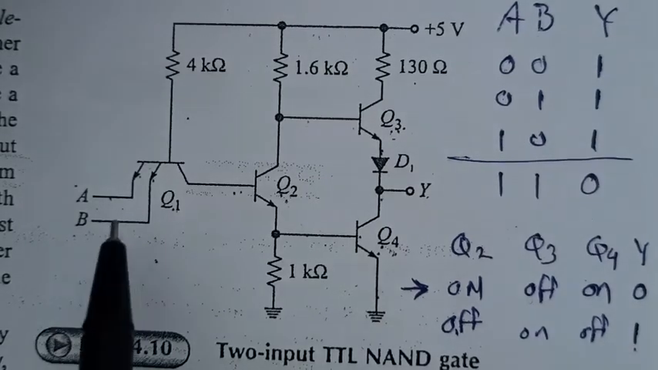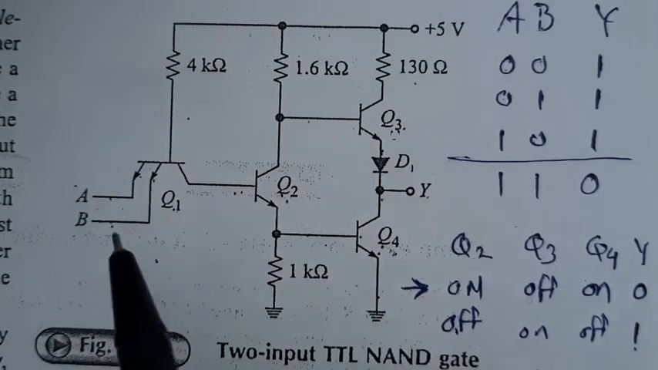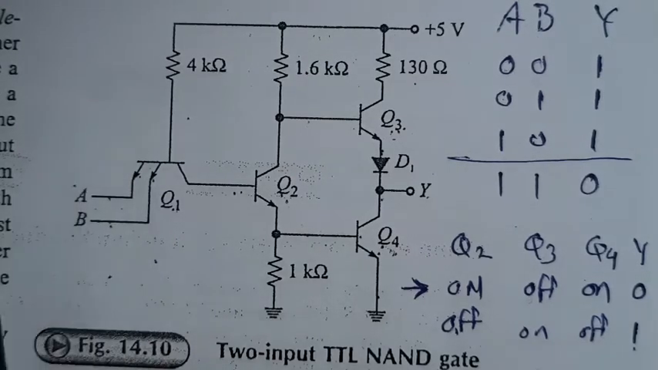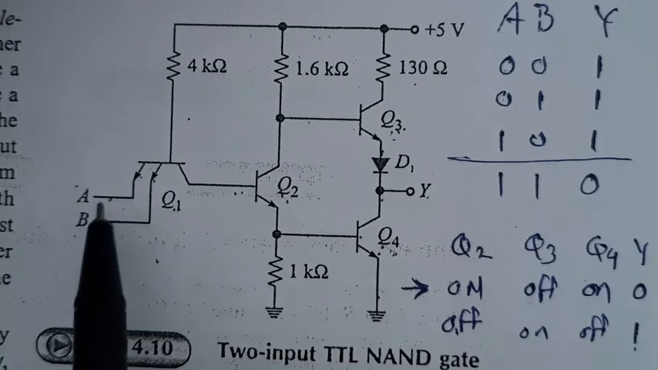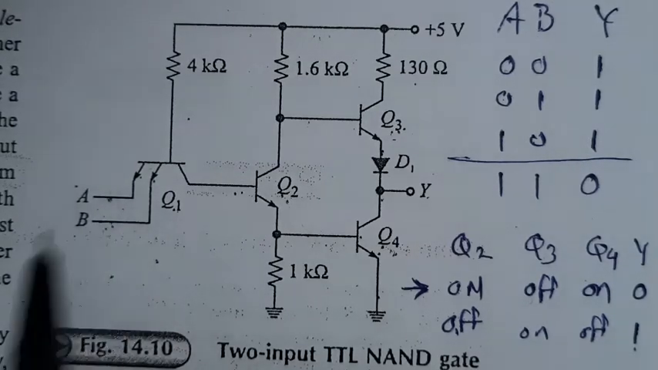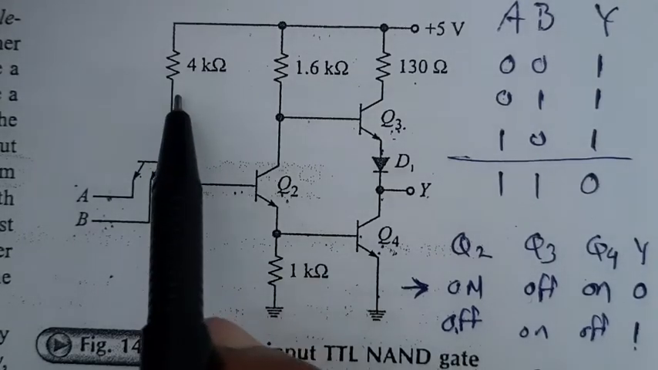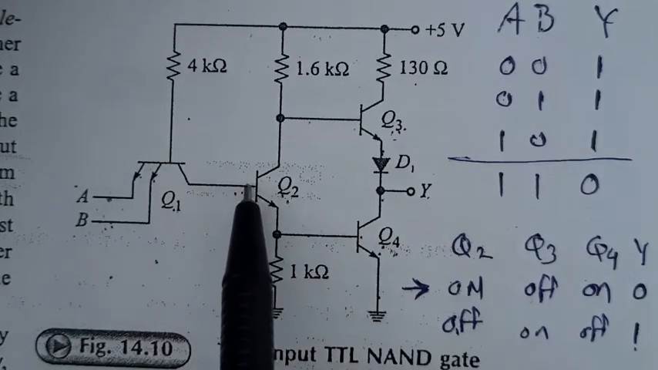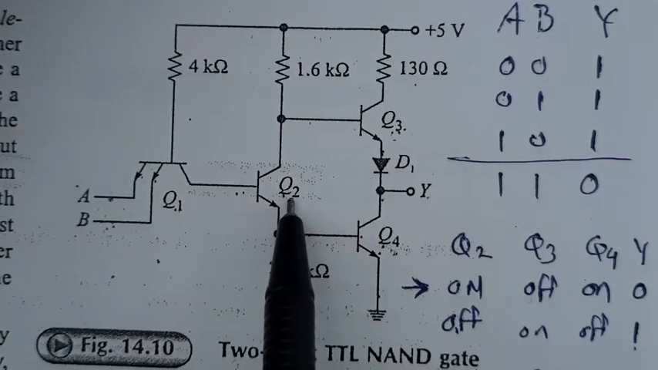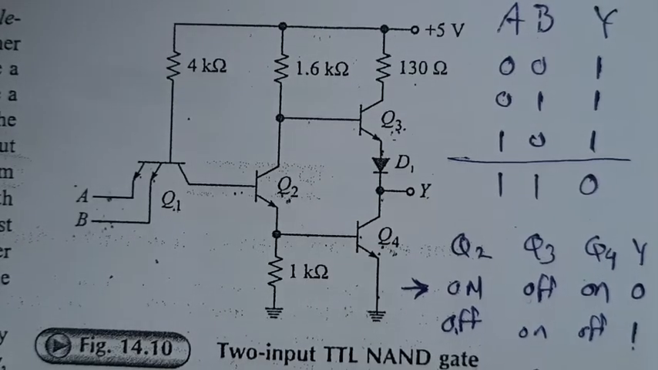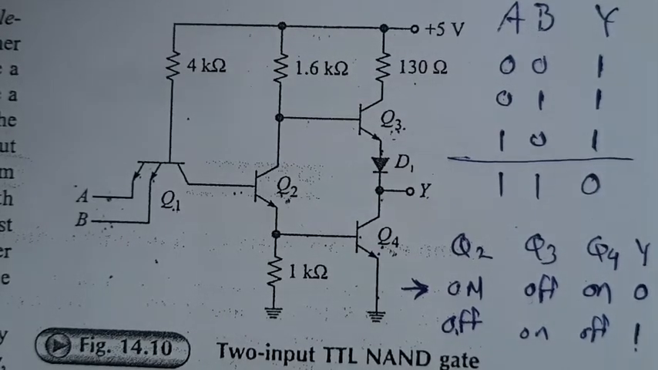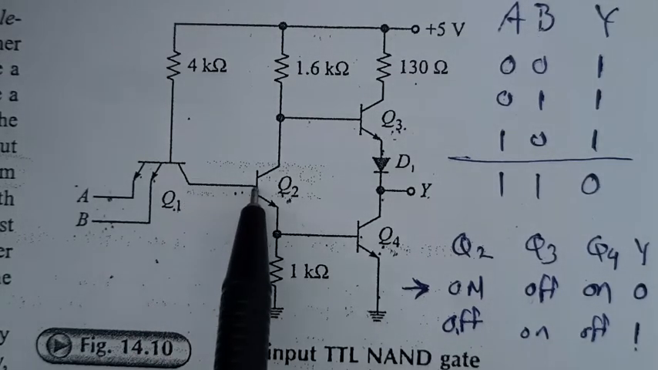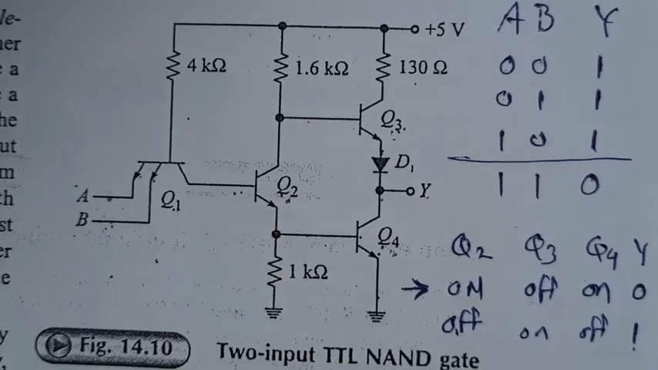On the other hand, suppose it is a 3 input NAND gate, then we will have to connect one more emitter and so on. Therefore if A and B both are high, that is at logic 1, high voltage, then the base current has to flow towards transistor Q2 to make the transistor Q2 on. If the base current is flowing towards the collector of transistor Q1, then it has to flow towards the base of transistor Q2 to make it on.